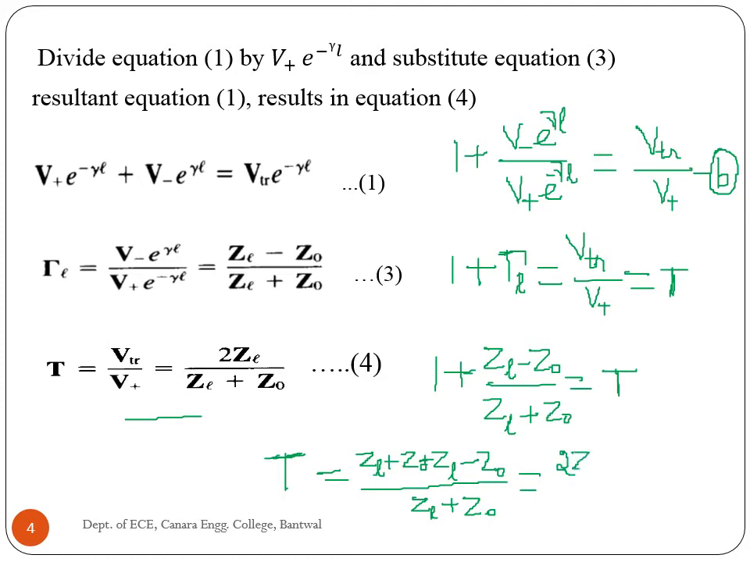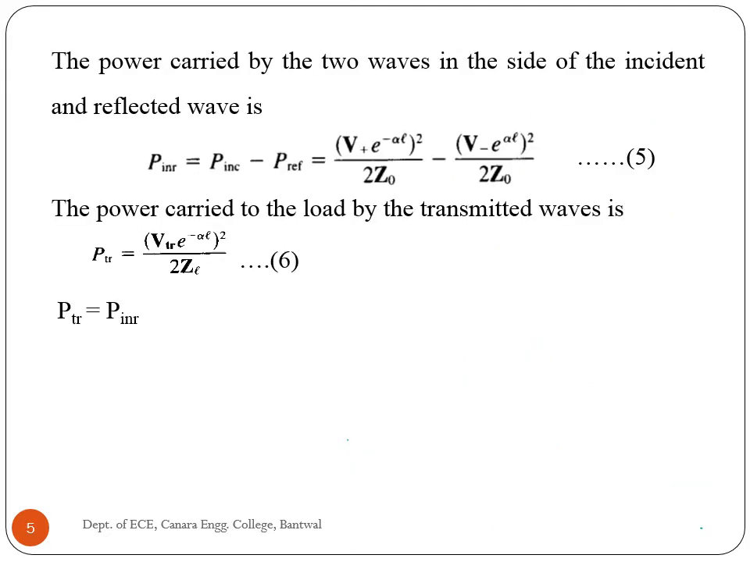The remaining terms are 2 ZL divided by ZL plus Z naught. Equation number 4, that is the transmission coefficient. The power carried by the two waves on the side of the incident and reflected waves is given in equation number 5. The power carried to the load by the transmitted wave is given in equation number 6. Now equate equation number 5 and equation number 6.